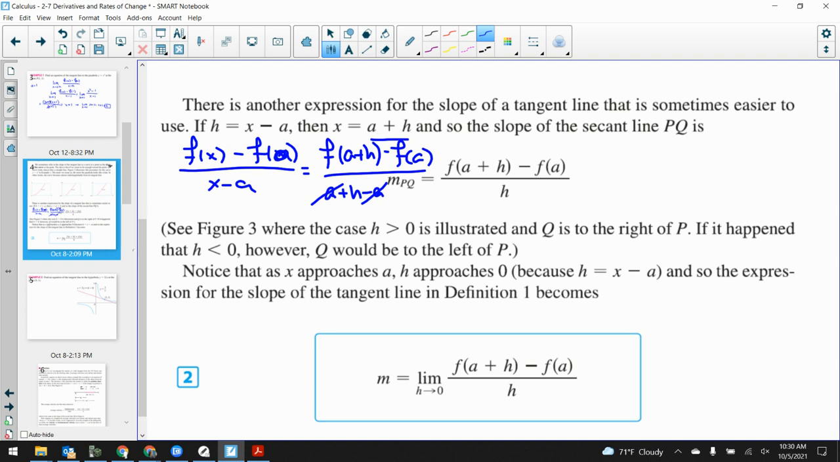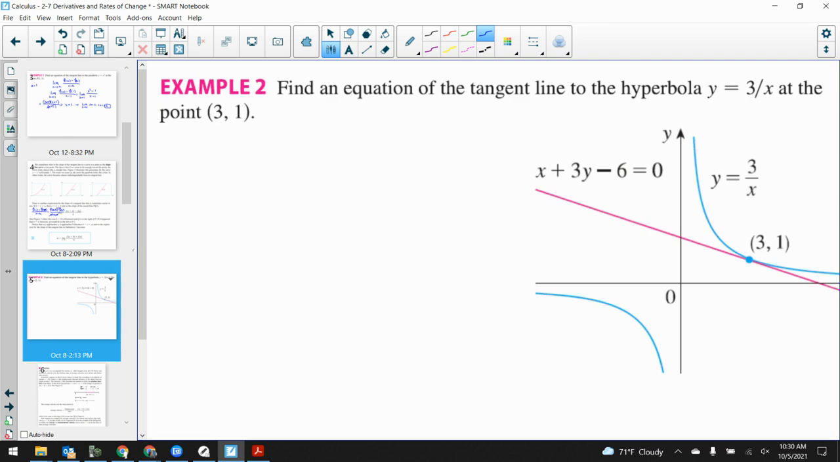Now, again, as h goes to 0, can I do direct substitution here? No. As I work through these problems, you're going to find that I need to do some sort of algebraic work so that I can get around direct substitution so that I can't actually plug it in. Okay. All right, let's take a look here.